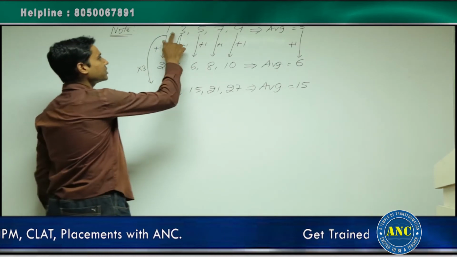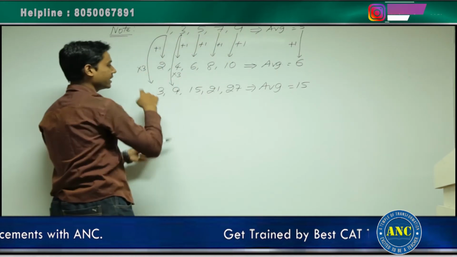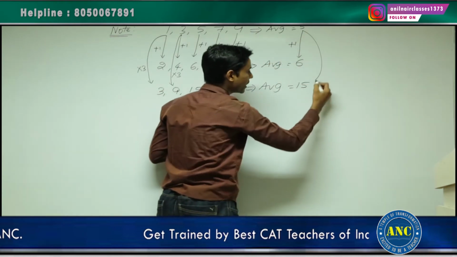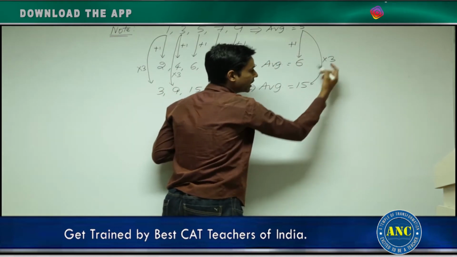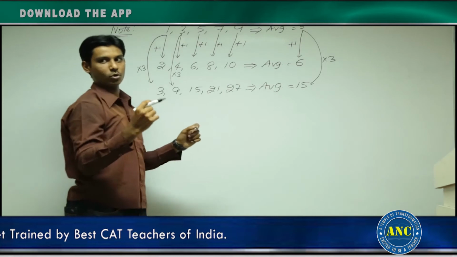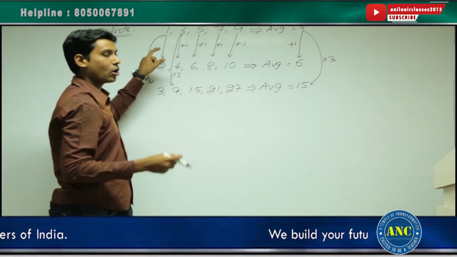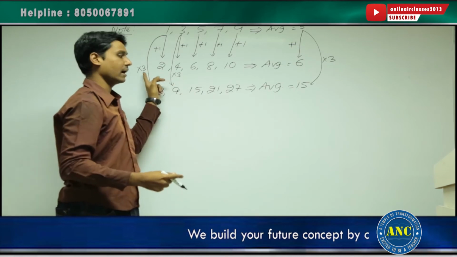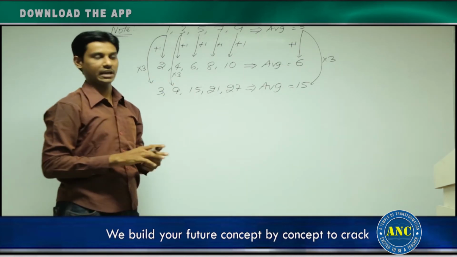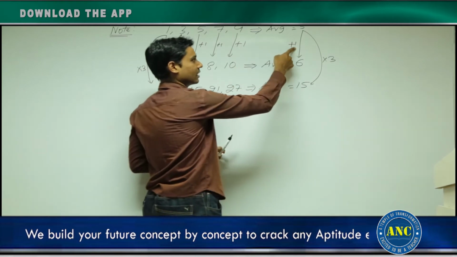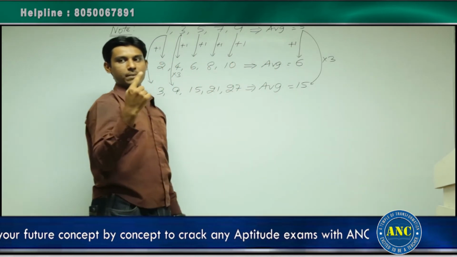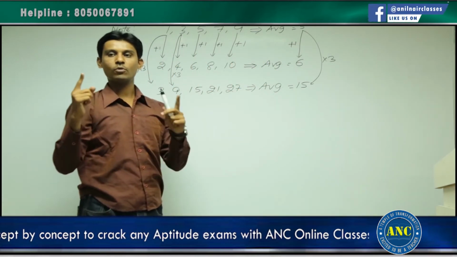Similarly, if each term in the series is multiplied by 3, then the average also multiplies by 3. What is 5 into 3? 5 into 3 is 15. The statement goes like this: if each term in the given series is increased or decreased or multiplied or divided by some constant k, the average also increases, decreases, multiplies or divides by the same constant k.